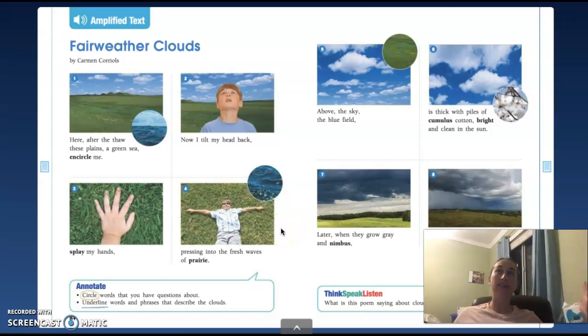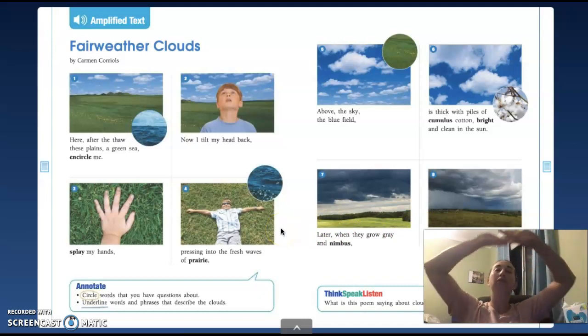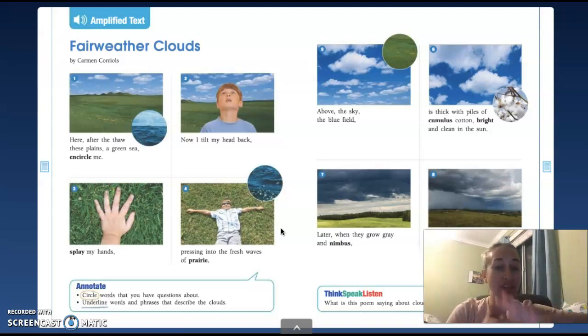Picture 7. Later, when they grow gray and nimbus, picture 8, the rain will come. Right? So he's laying out in this field, looking up at this blue sky with these white clouds, feeling really happy, thinking about how lucky he is to be in the sunshine. And then all of a sudden, all of these dark gray clouds start to roll in, and that means the rain is coming. So his day could possibly be changing. He could be having a really good day and possibly then start to have a bad day as these nimbus clouds start to roll in. Okay, guys? Now I want you to think about, what is this poem saying about clouds and weather? Take a moment, go ahead and pause the video, think about it. What is this poem saying about clouds and weather?